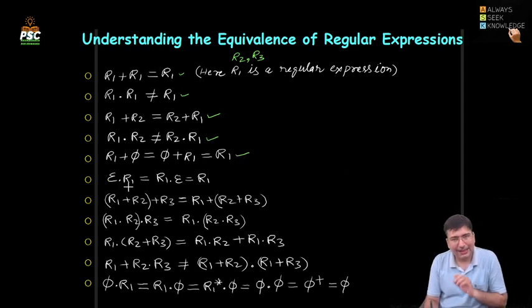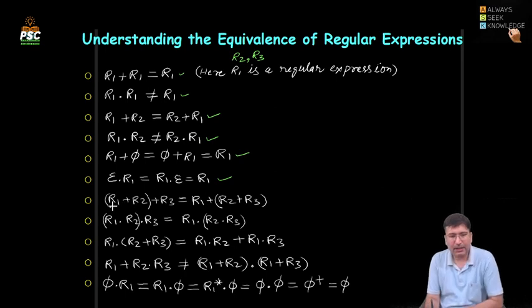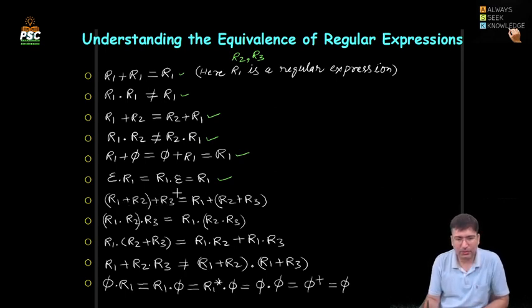Epsilon concatenated with anything, whether from the left side or the right side, will give you the same regular expression. We have seen that in the previous class. Now, for the associativity property, R1 or R2 or R3, you can associate in any manner and they will be equivalent. R1 concatenated with R2 concatenated with R3 also satisfies this. So associativity is satisfied over union as well as concatenation. We have seen this in the previous class.